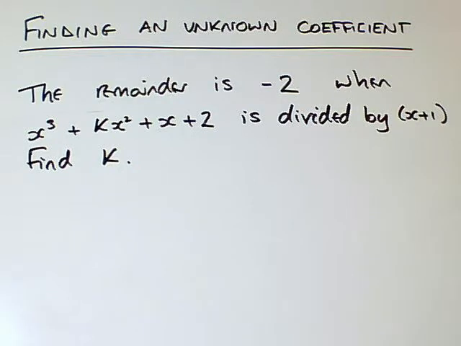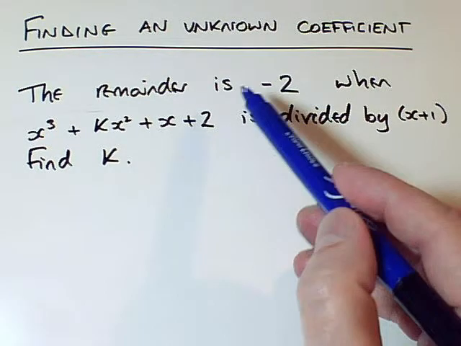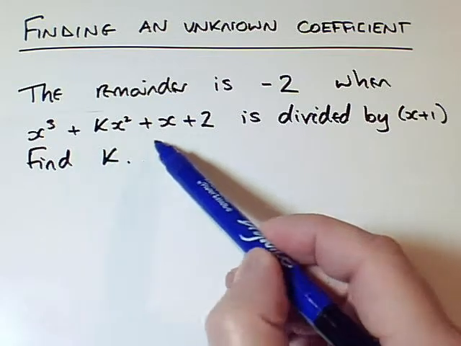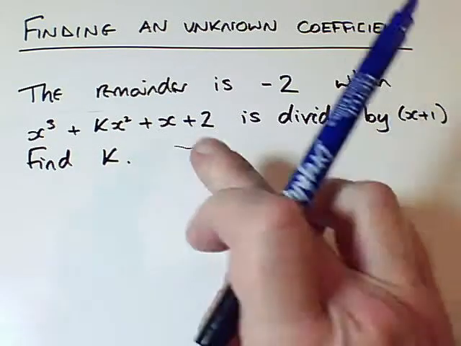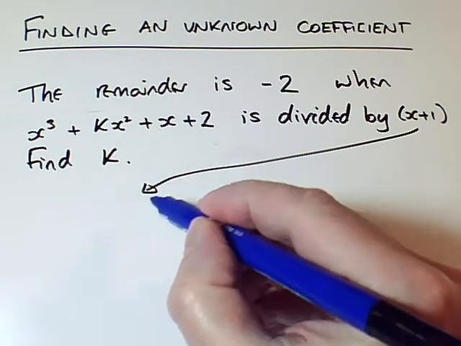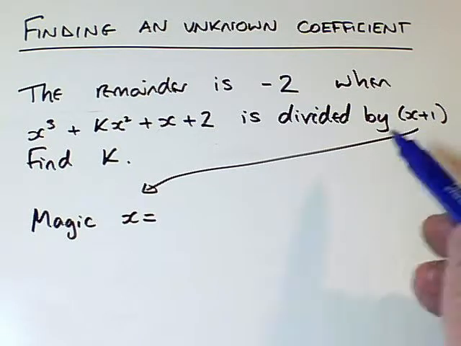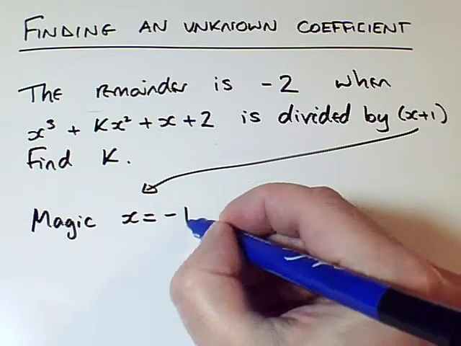Okay, finding remainders is so easy, sometimes they actually have to turn it around to make it a backwards question, but it's still easy. Now we know what the remainder is, we just have an unknown coefficient in our polynomial, we still know what we're dividing by. So, as usual, we look at the factor we're dividing by, and we start with the magic x, which is whatever makes the bracket equal 0, so the magic x is minus 1.